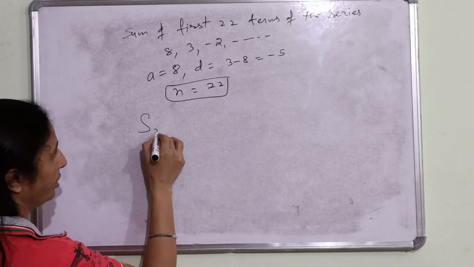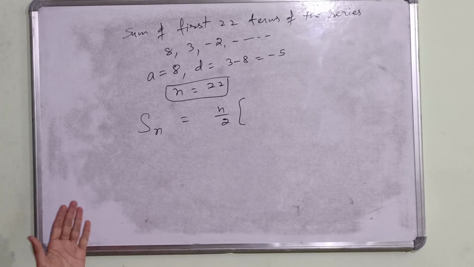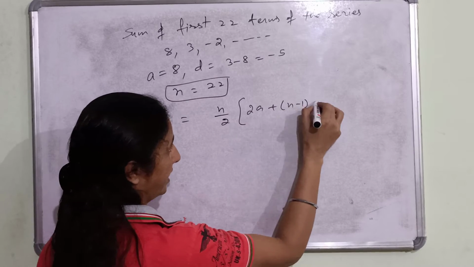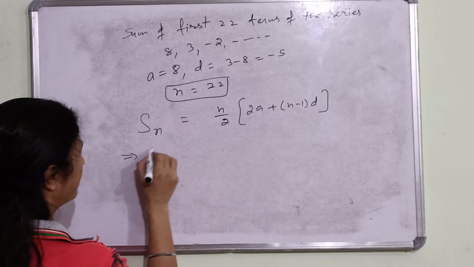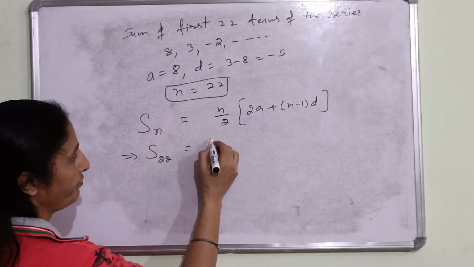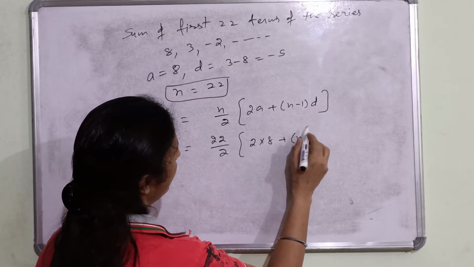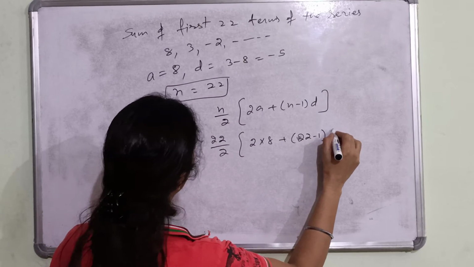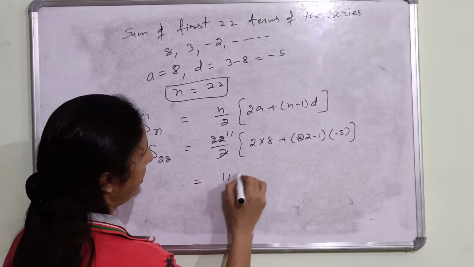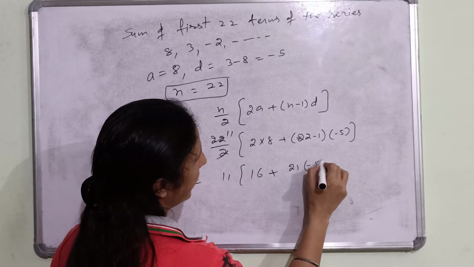As I already told you, the formula for the sum. Here the nth term, that is the last term, is not given, so we can use the formula n by 2 times 2a plus n minus 1 into d. Instead of n we put 22. So 22 by 2, 2 into a means 8, plus 22 minus 1 into d, which is minus 5, right? We can cancel it, it is 11, 16 plus 21 into minus 5.